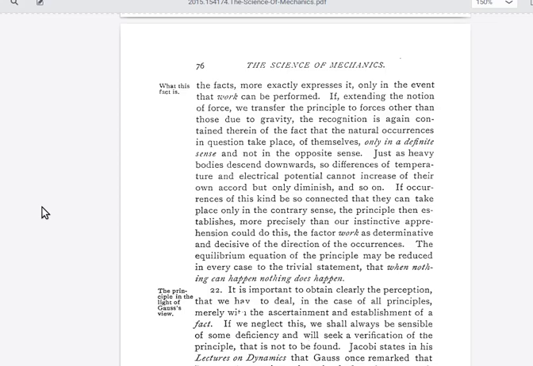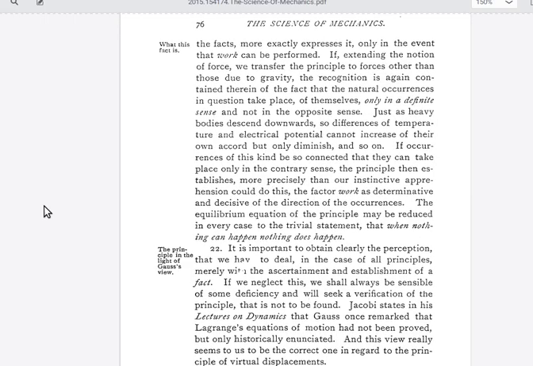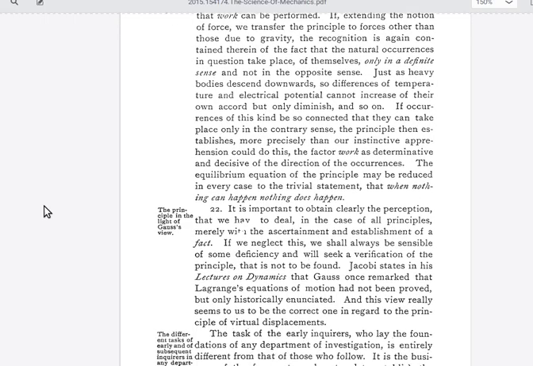If occurrences of this kind be so connected that they can take place only in the contrary sense, the principle then establishes, more precisely than our instinctive apprehension could do this, the factor work as determinative and decisive of the direction of the occurrences. The equilibrium equation of the principle may be reduced in every case to the trivial statement that when nothing can happen, nothing does happen.